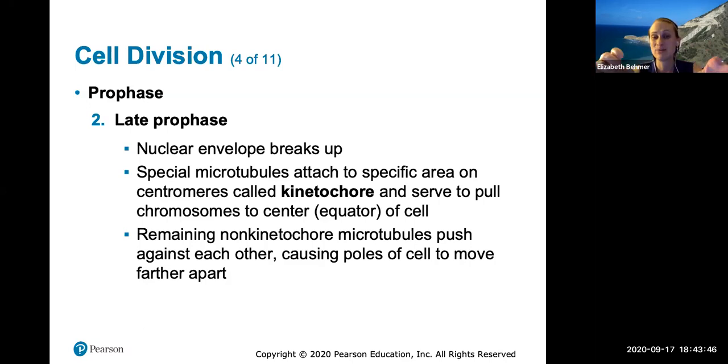This is important because eventually we want to separate out the chromosomes that are in the nucleus. So we got to get rid of the barrier of the nucleus itself.